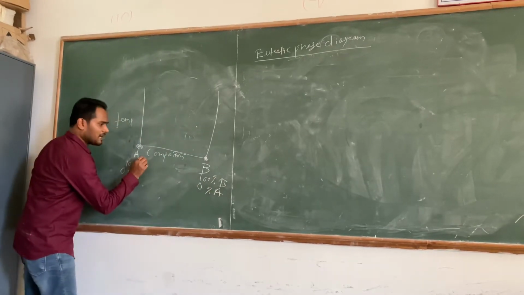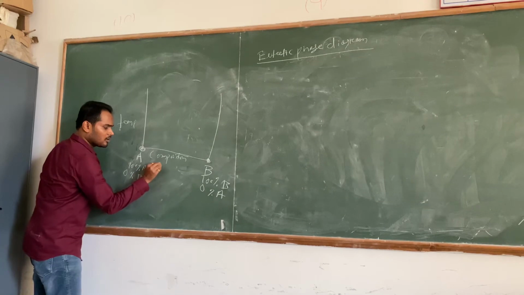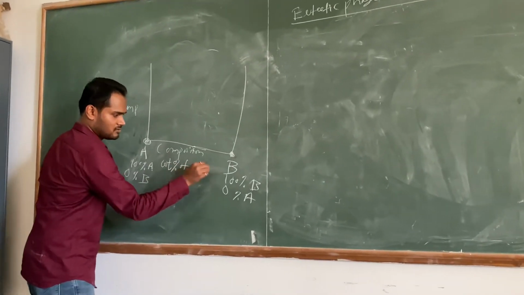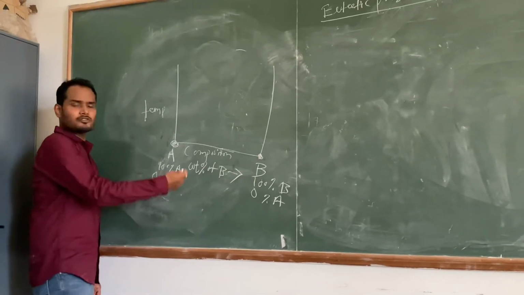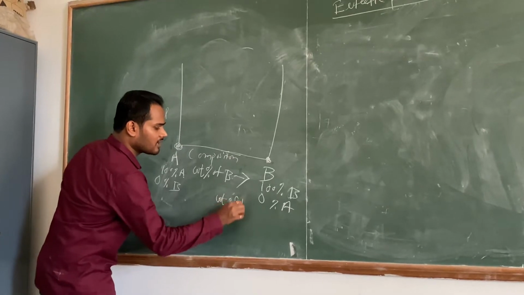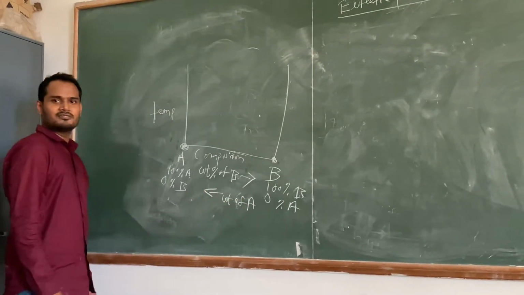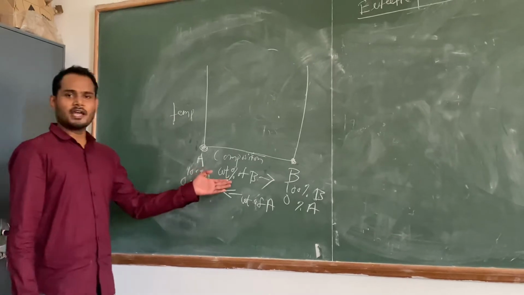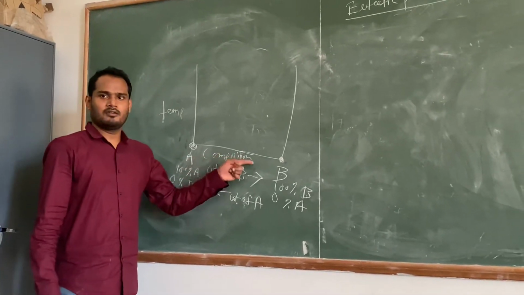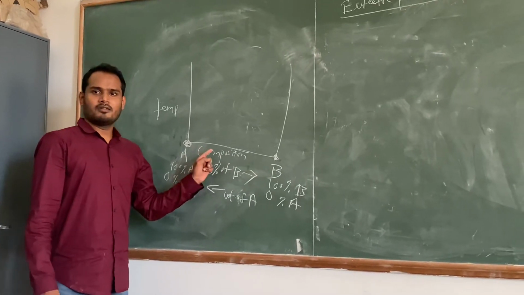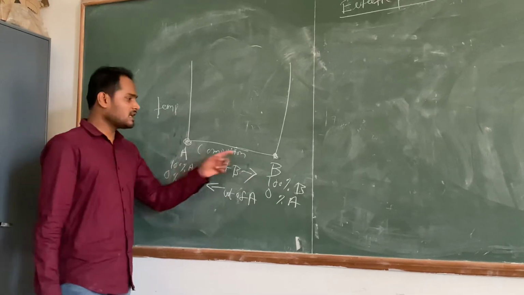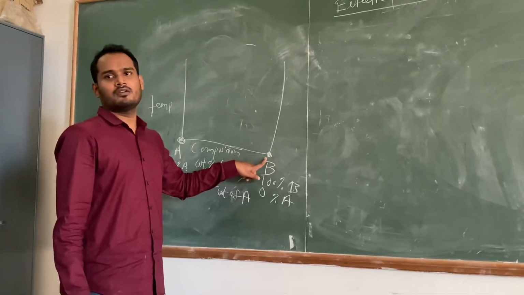Right? So if I am writing composition, what will I write? Composition is written in the form of weight percentage. So weight percentage of B. Or in other words, I can write weight percentage of A in this direction. Either is fine, but it is better to write weight percentage of B because we are changing the amount of B in A. We are adding B into A. So if we add B into A, the amount of A will reduce, but the amount of B will increase. Finally, it will reach 100% B. There is no A.